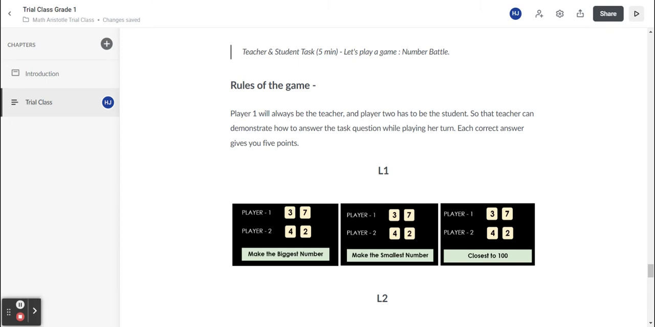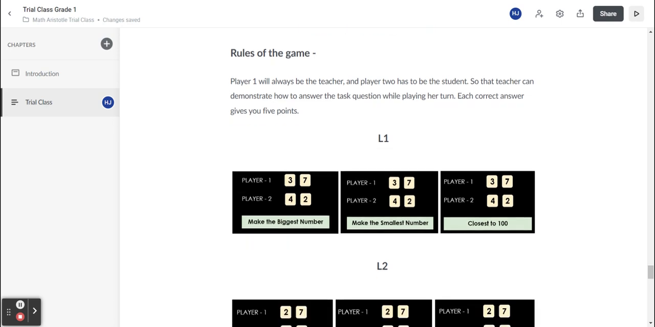So, this is a game of number battle. Here, player one is always going to be the teacher, and player two is always going to be the student. This is the reason why: looking at how the teacher is solving the question, the student can also respond in a similar way. So that's why player one will always be a teacher.